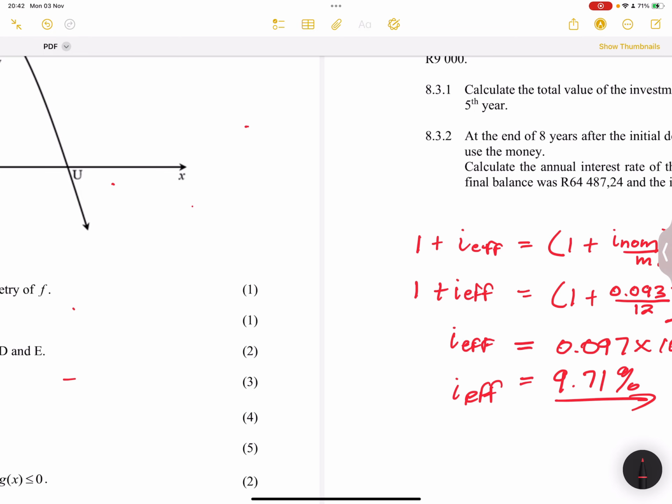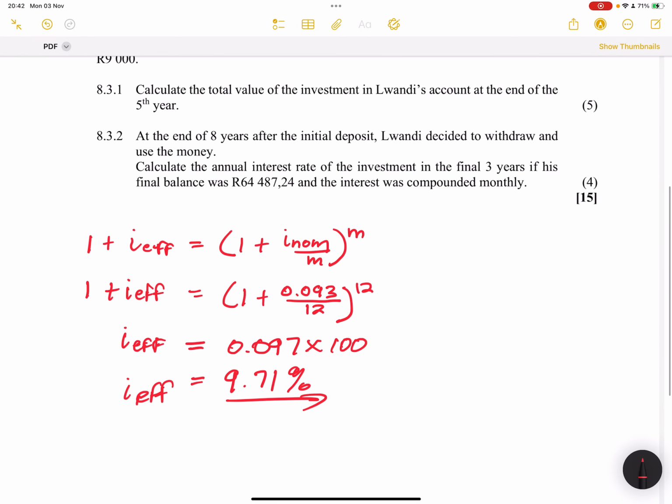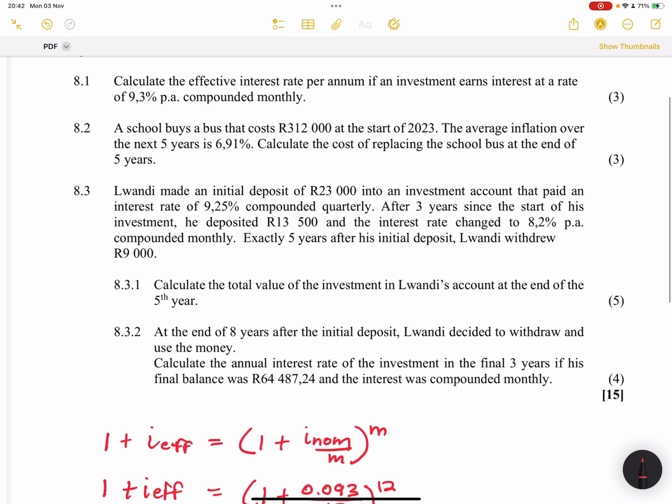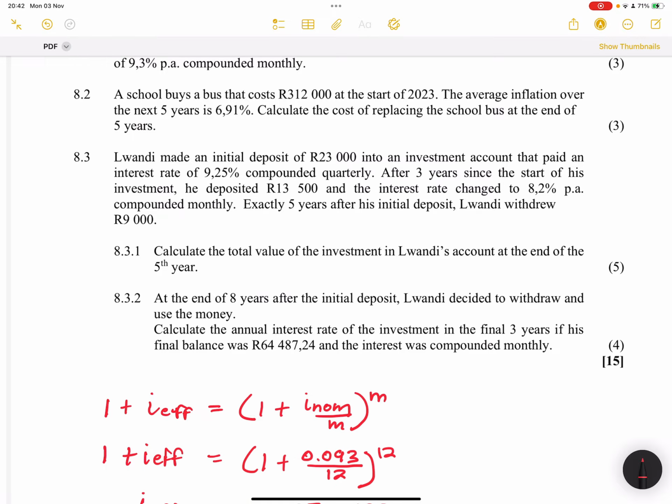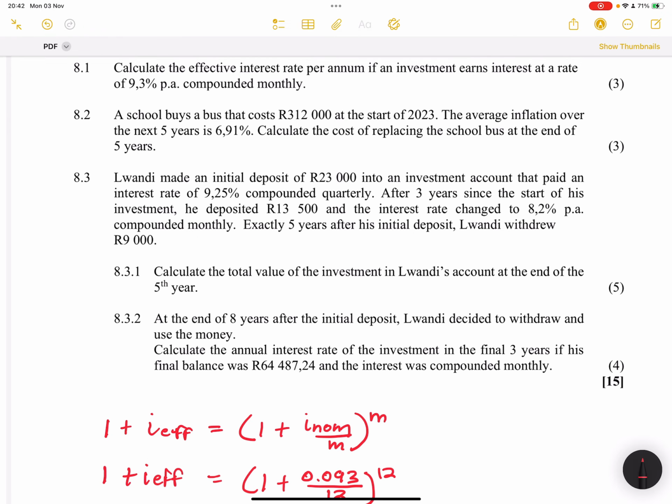Okay, right, so that's the effective interest rate that we have. Apologies there. I'm not sure why my page keeps playing around. Okay, so that's our effective interest rate. Just please remember, in this case, you are just going to use that formula, and if you do that, you'll get to the right answer. Right, let's go to 8.2.